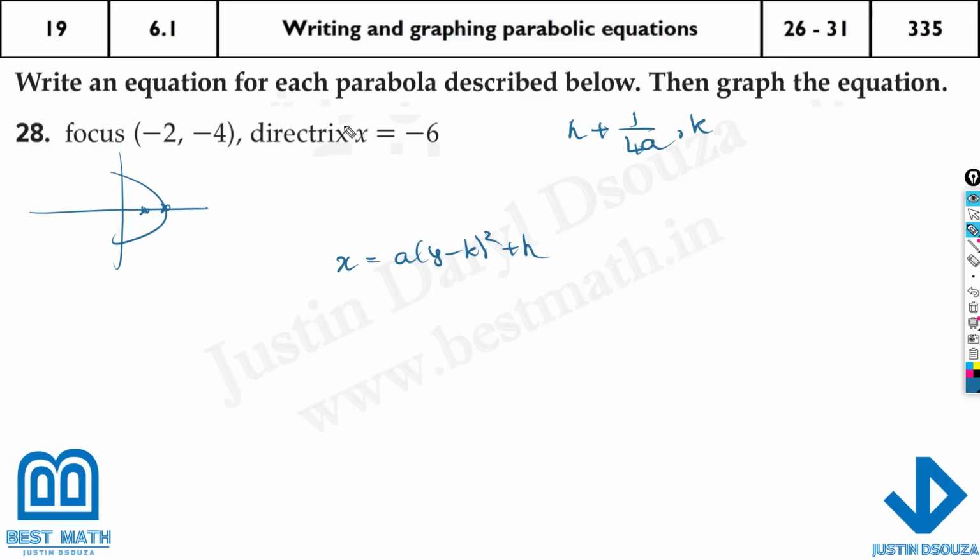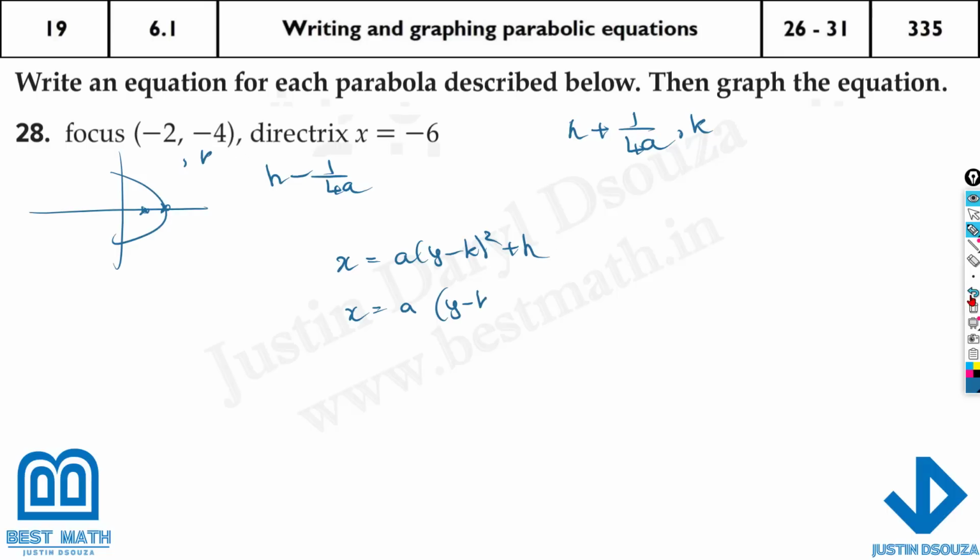Here the directrix x is equal to -6, isn't it? So let's write the formula here. That is going to be h - 1/(4a). If it was focus, it's plus; over here it's minus. Now the only confirmed value we have is the k value. So x = a(y - k)², a is unknown, but k is known. k is the confirmed value, that is -4, right? This doesn't change.